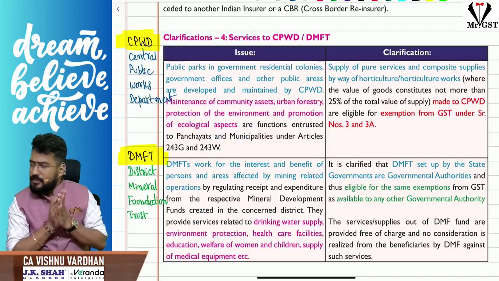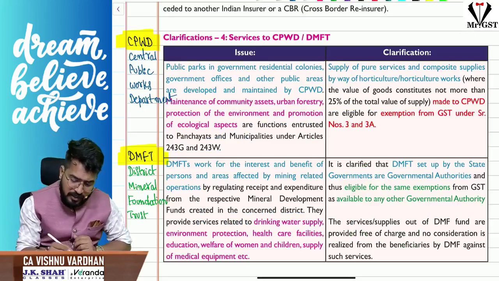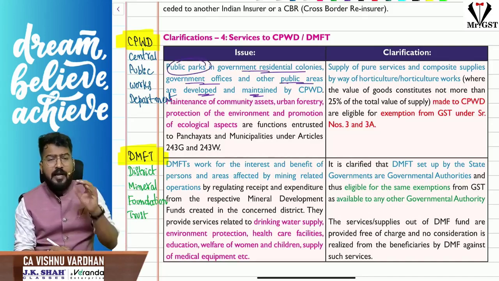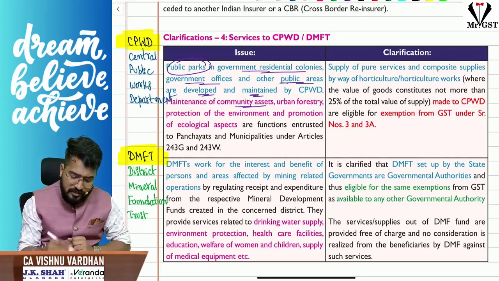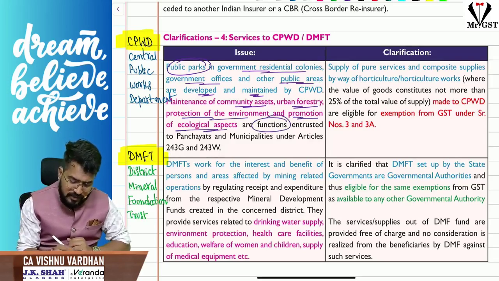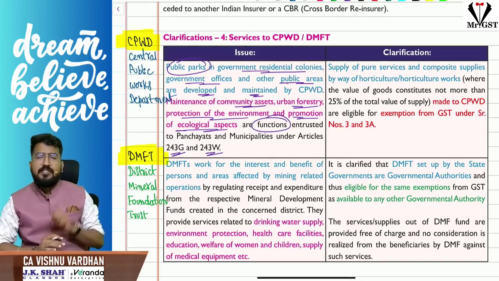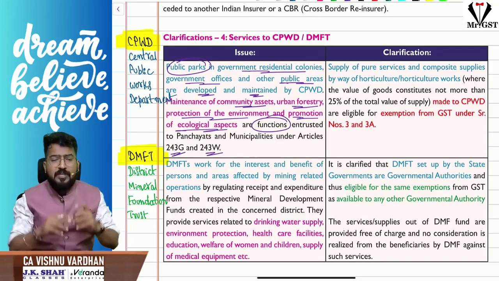Now if you see there is a government department called Central Public Works Department, which will be developing and maintaining the public parks in government residential colonies, government offices and other public areas. And they are also maintaining their duties regarding community assets, urban forestry and protection of environment, promotion of ecological aspects, all these things. These are generally functions entrusted under Article 243G and 243W. So this is nothing but an activity which is covered under Article 243G or W. So for this, government is providing various services.